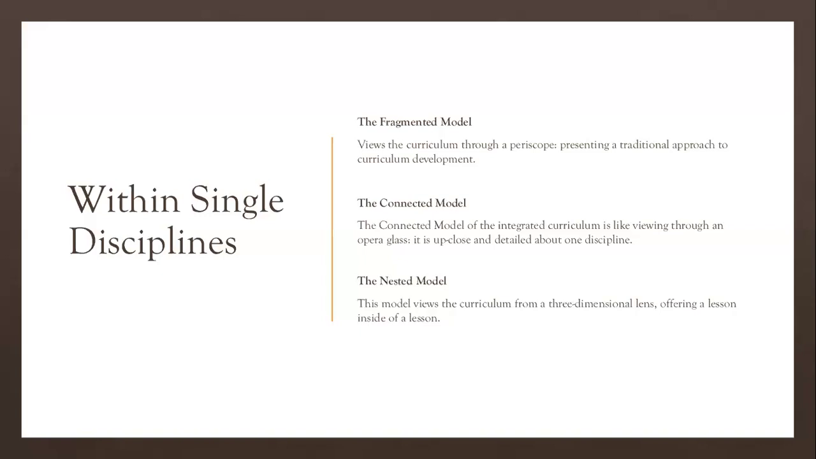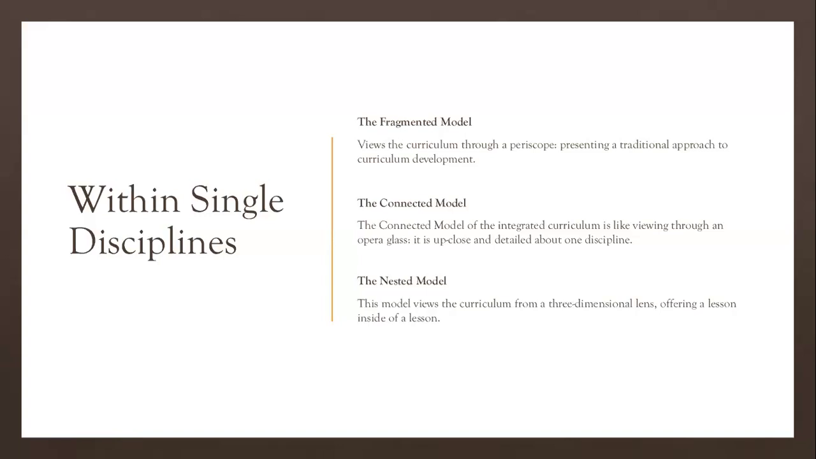So, the first model is the fragmented model, which views curriculum through a periscope. One of the things that I like about Dr. Fogarty is that she explains each model from the perspective of a looking glass. And so the fragmented model, again, is a way that you view curriculum through a periscope. So this is the most traditional approach to curriculum development.